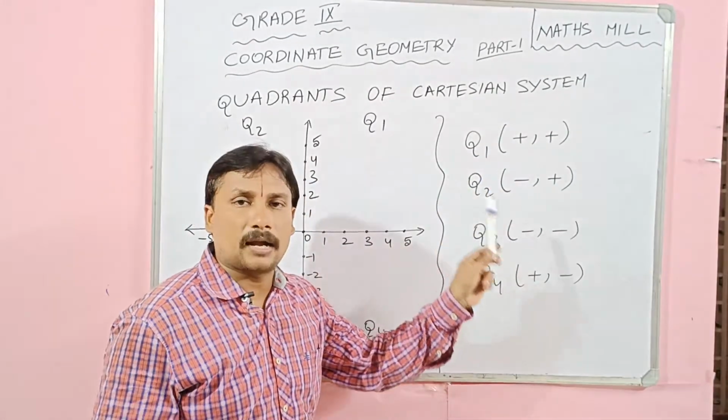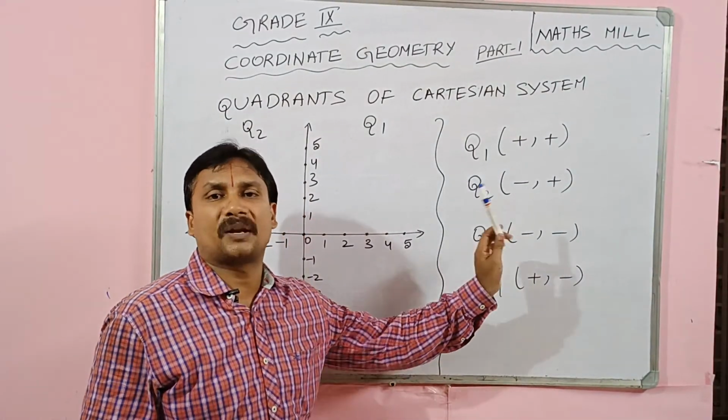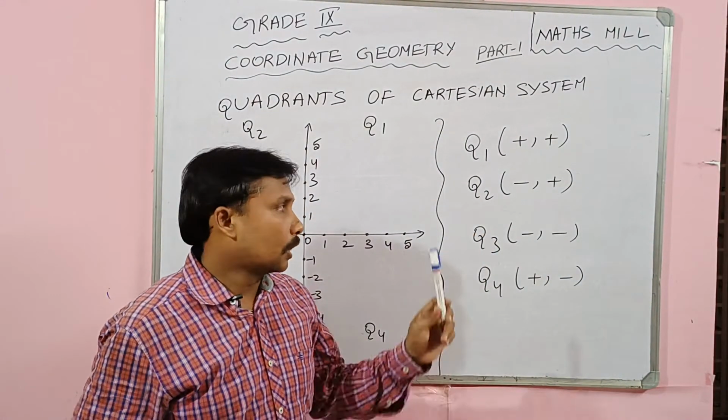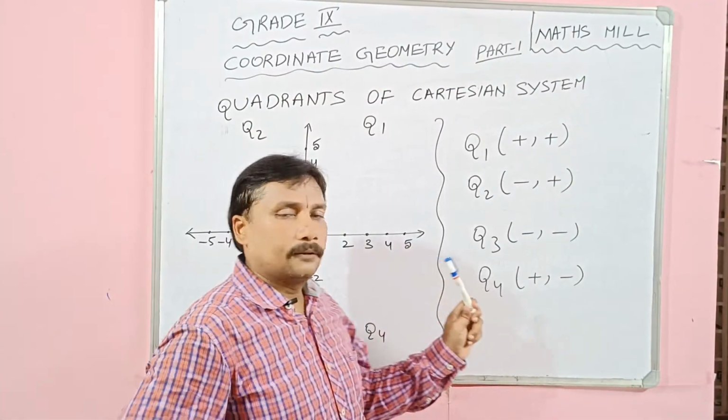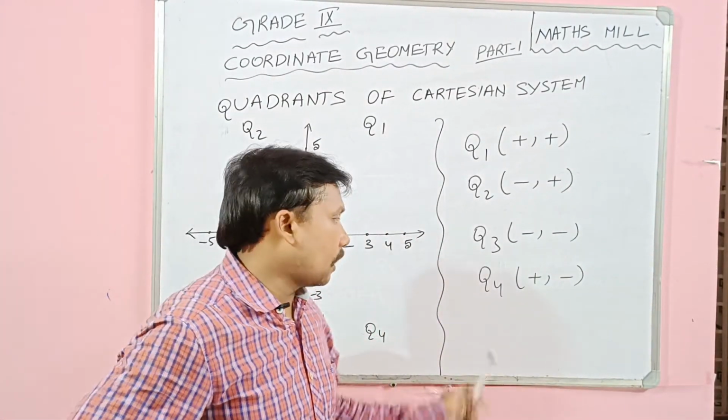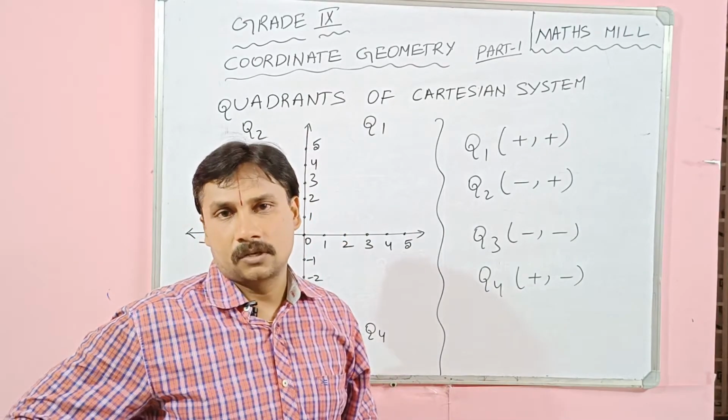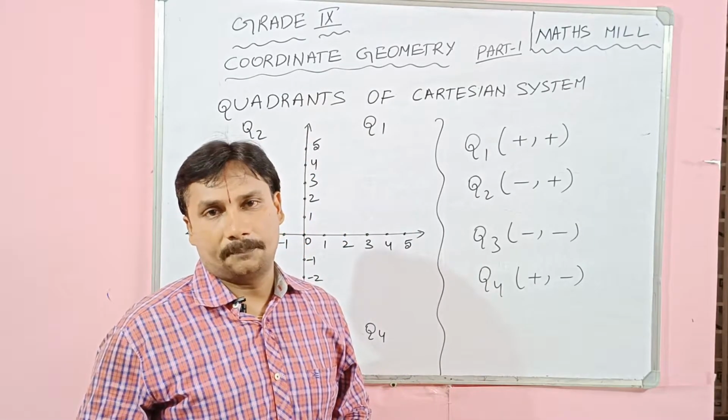Every point in quadrant 1 has the symbols plus and plus. Quadrant 2, minus and plus. Quadrant 3, minus and minus. Quadrant 4, plus and minus. So every quadrant is like this only.